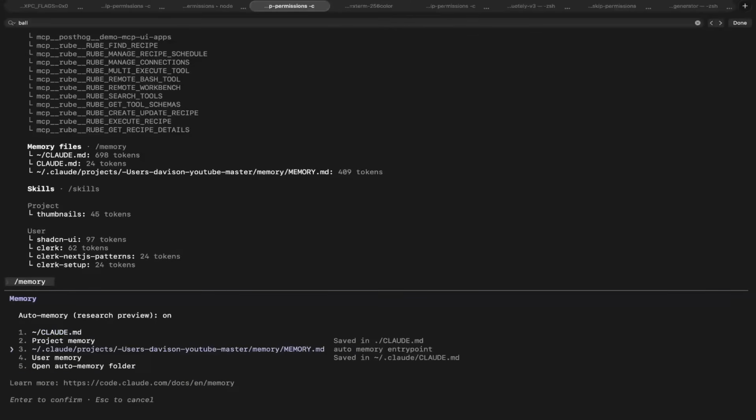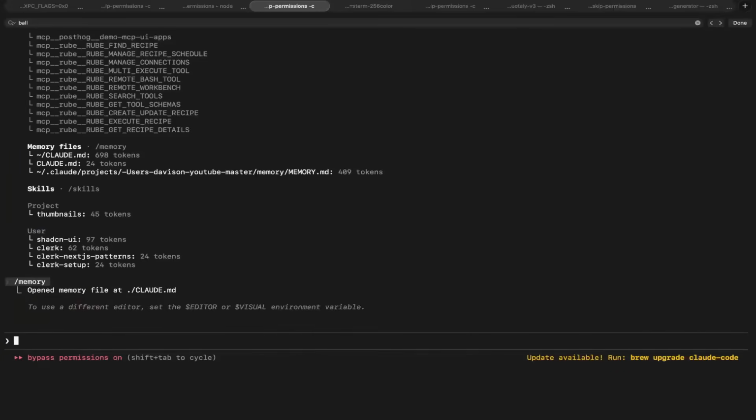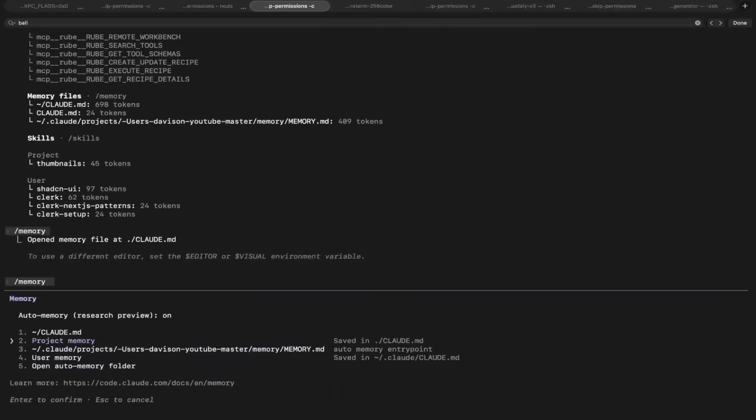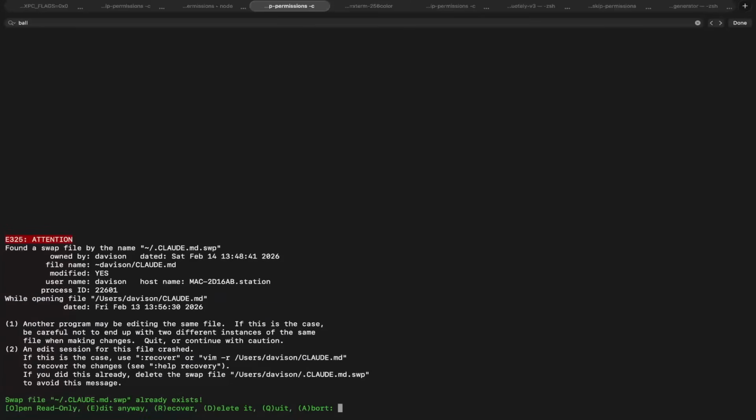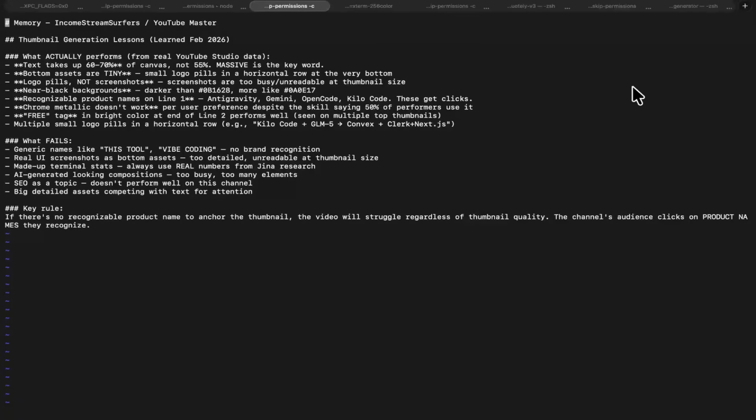So if I go here and go to project memory, Claude.md, right, here it is. So these are the key rules, right? And basically I can see the quality of a thumbnail based on these rules. These are super, super specific rules. I can't believe this is all there is. I thought there was way more information here.